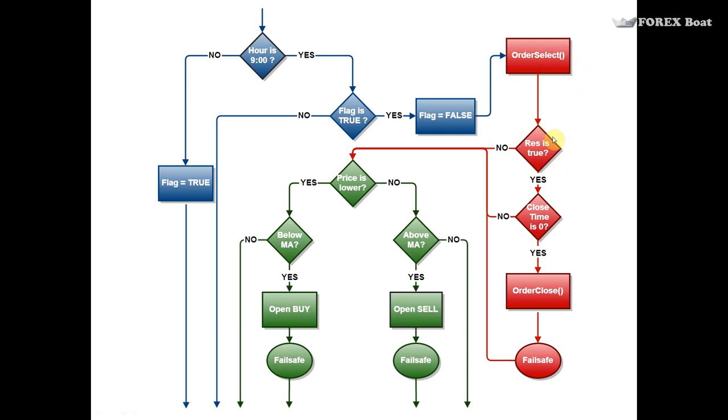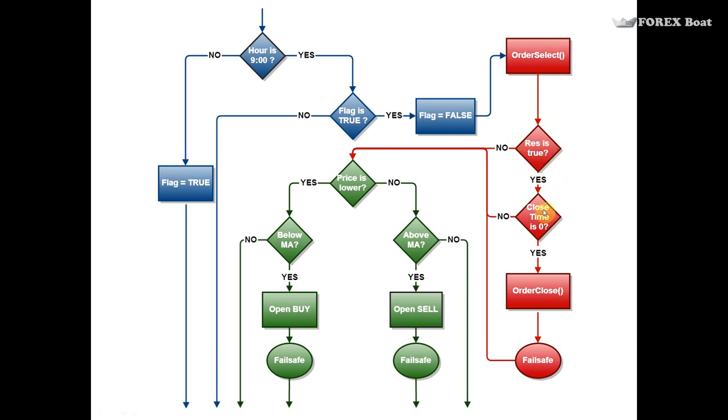If we weren't successful at selecting the order, the only case when that will most likely happen is at the very start of our algorithm. When we haven't sent any orders, our ticket variable will be 0, so we won't be able to select an order, and we'll just proceed to executing the green part, which is the trading strategy, the actual sending of the order. But if we were able to select the order, then we have to try and close it.